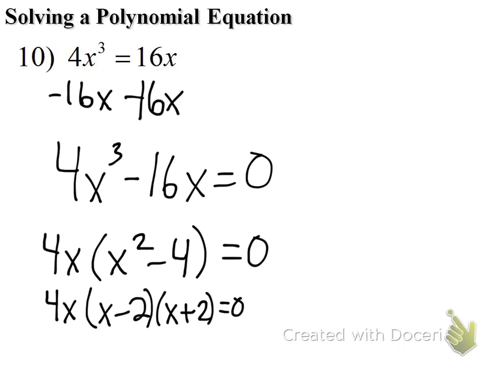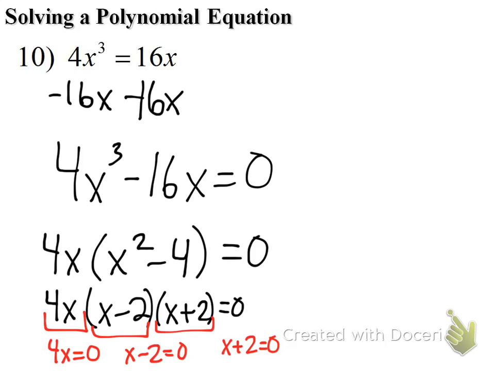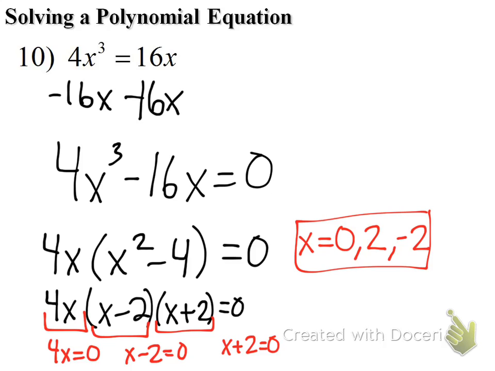Yep. So now each piece can be set equal to 0. Alright, so in the first one I divide both sides by 4. 0 divided by 4 gives me a 0. The next one I'd add 2 to both sides, I'd get positive 2. The last one I'd subtract 2 from both sides, I get a negative 2. So those are my three solutions.